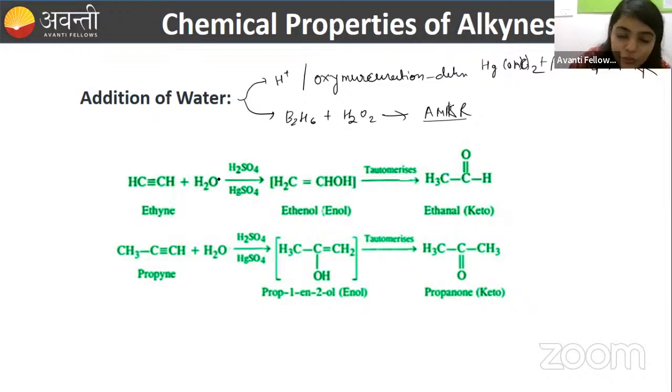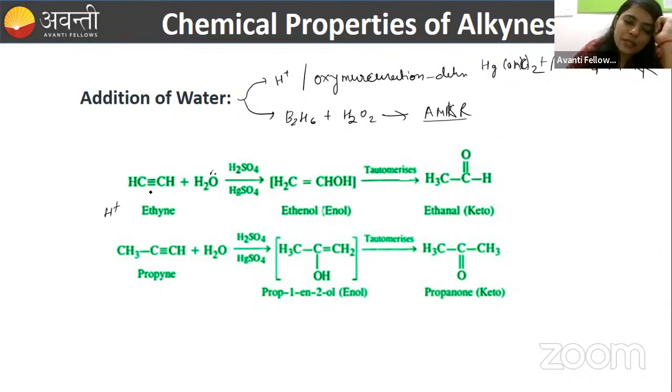If you add H2O, you know why acidic condition is required. Acidic condition is required because this is an electron dense system and water is also nucleophilic. If both substances are nucleophilic, this reaction cannot take place. To proceed with this reaction, you first have to take an electrophile, so that one nucleophile can react with this nucleophilic system. So here we have taken H plus.